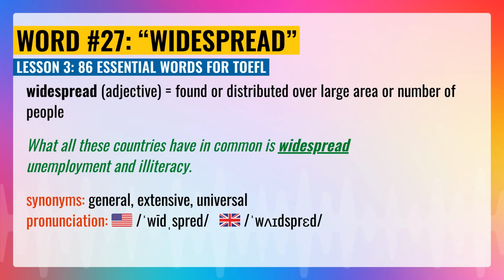27th word, widespread. Widespread means found or distributed over large area or number of people. For example, what all these countries have in common is widespread unemployment and illiteracy.